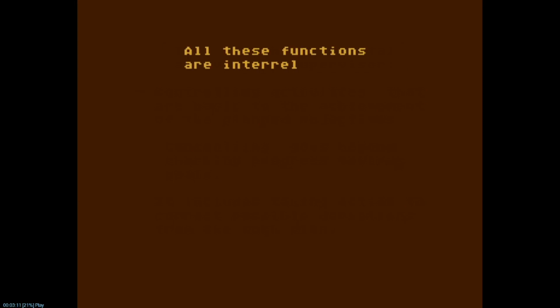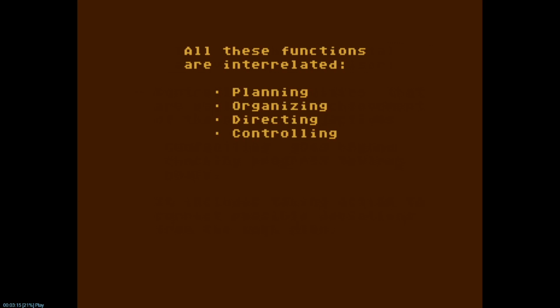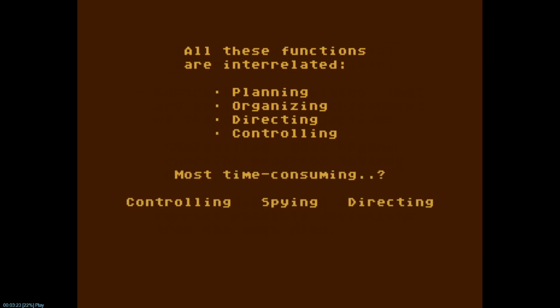All of these functions are interrelated. For example, you cannot check to make sure that the proper parts are being manufactured if you do not have a complete work plan to refer to. Which function is most time-consuming?